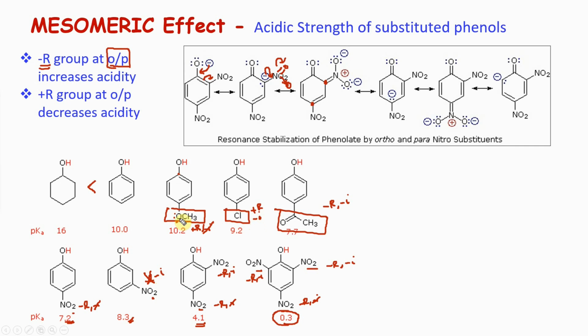Who is stronger, plus R? This is stronger plus R, so it is going to decrease. So how will you write the order? You should look at the minus R group first. These phenols are more acidic compared to minus I phenols, compared to phenol, compared to plus I, compared to plus R.